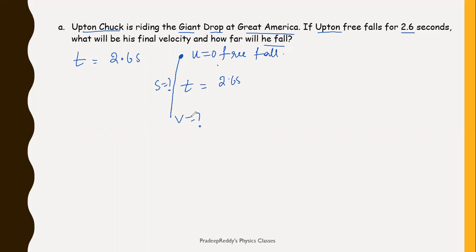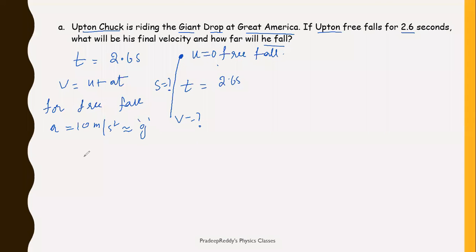Okay. Now in order to find out V, we have the basic equation V is equal to U plus AT. For free fall, acceleration due to gravity, you can take it as 10 meter per second square. This is the G value, acceleration due to gravity.